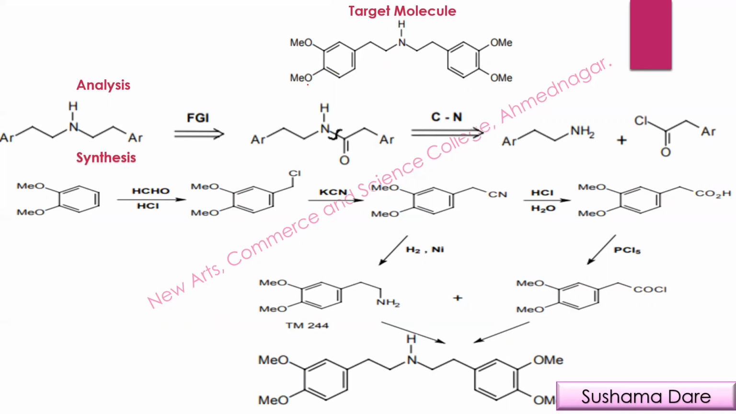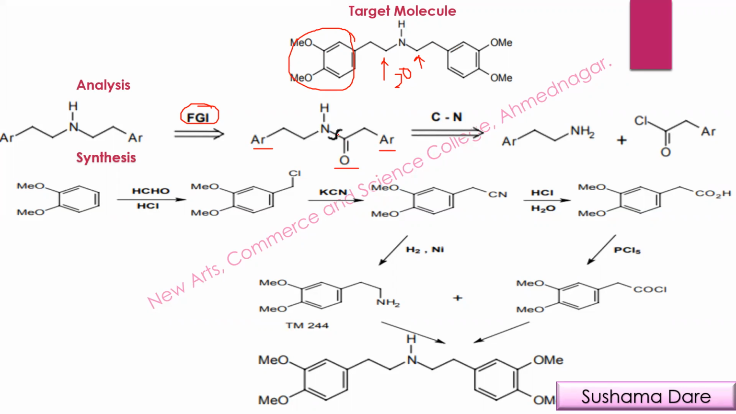Now this is the new target molecule. You can see again, whenever a target molecule is there, first you identify the functional group, and the functional group is a secondary amine. Whenever a secondary amine group is there, go with the FGI, which means you place the carbonyl group. Either you place the carbonyl group here or here, that doesn't matter because it is symmetric. This entire group is written as Ar, and the same from this side, it is written as Ar.